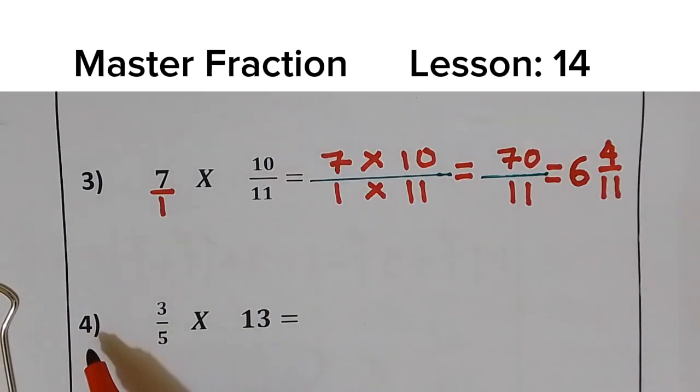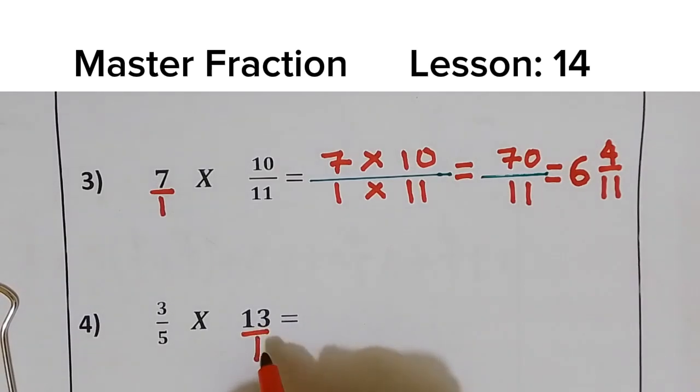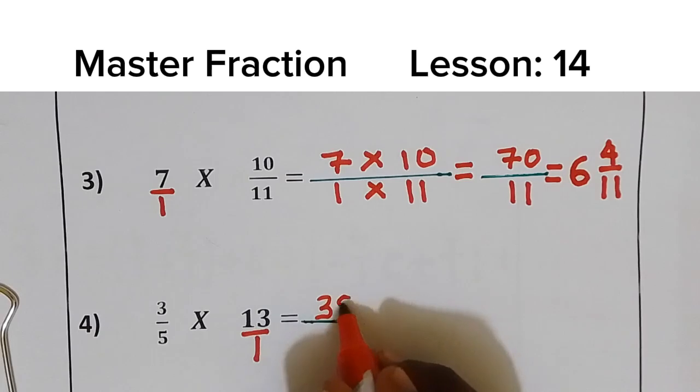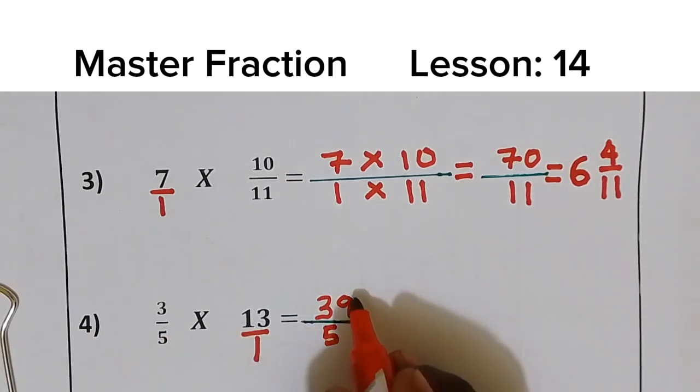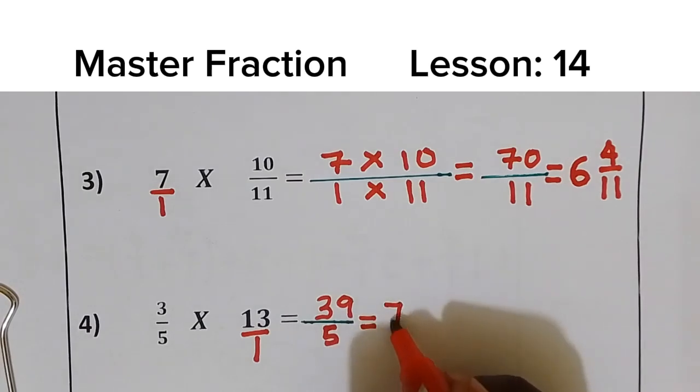Let's do question number 4, the last question. 3 over 5 multiplied by the whole number 13. Change the whole number 13 into a fraction by putting it over 1. Then we multiply the numerator by numerator and the denominator by denominator. 3 multiplied by 13, we get 39. 5 multiplied by 1 is 5. Now we change this improper fraction to a mixed number. This will be equal to 7 whole, 4 over 5.